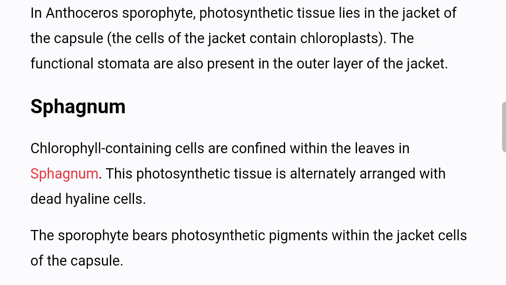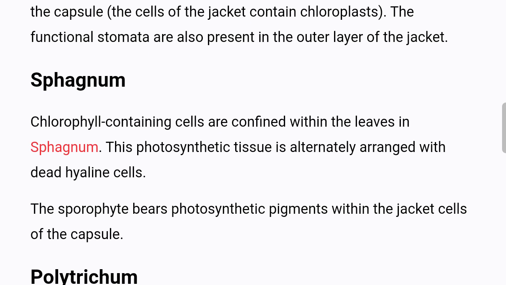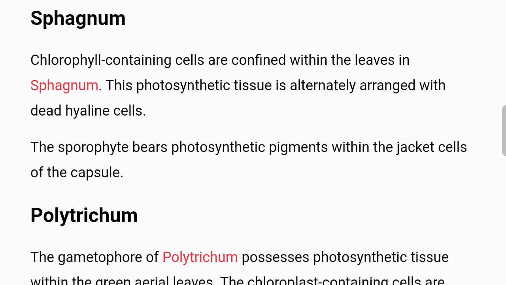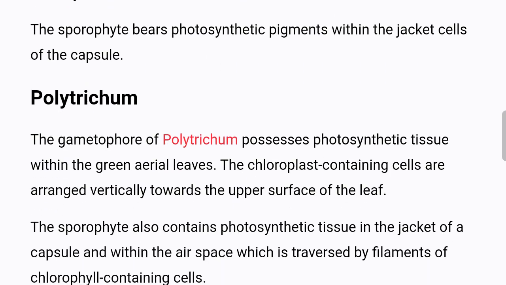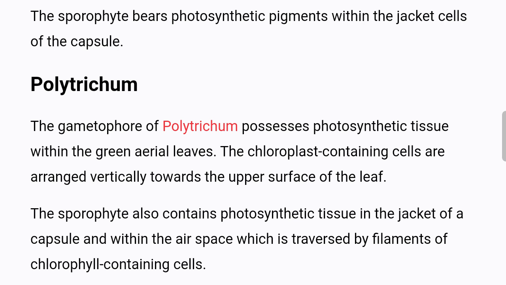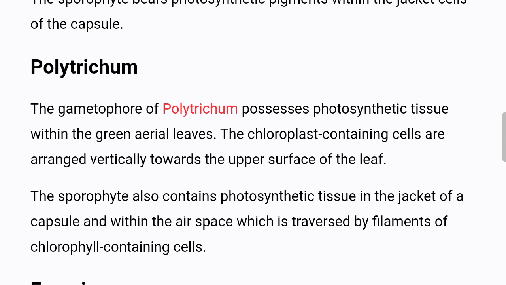In the Anthoceros sporophyte, photosynthetic tissue lies in the jacket of the capsule. The cells of the jacket contain chloroplasts. The functional stomata are also present in the outer layer of the jacket. Sphagnum: chlorophyll-containing cells are confined within the leaves in Sphagnum. This photosynthetic tissue is alternately arranged with dead hyaline cells. The sporophyte bears photosynthetic pigments within the jacket cells of the capsule.